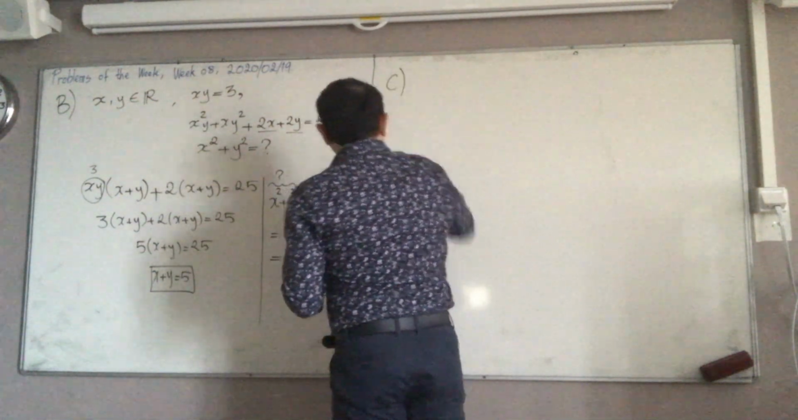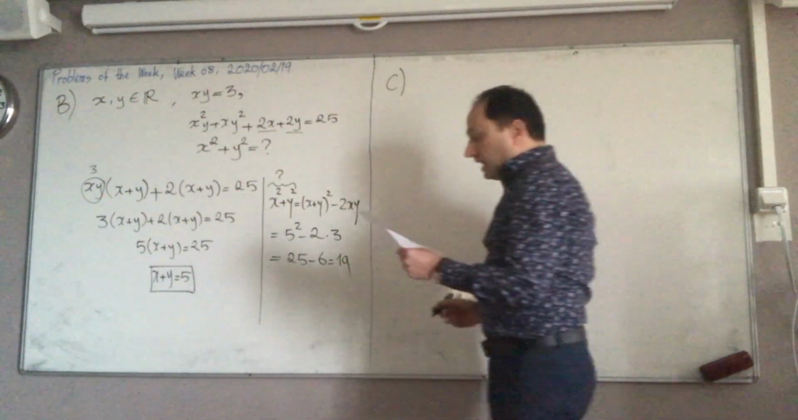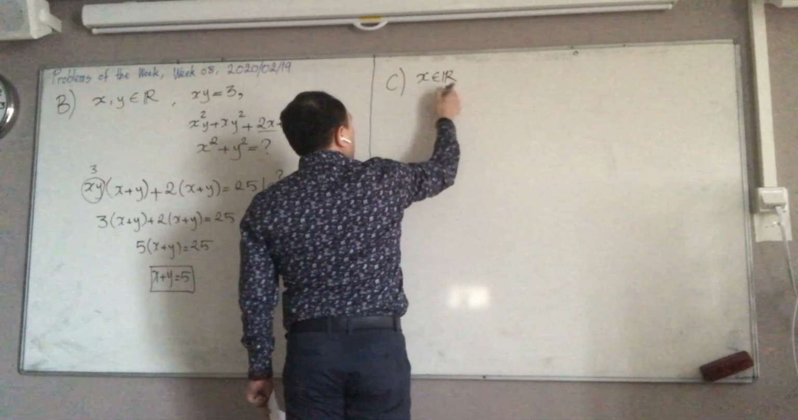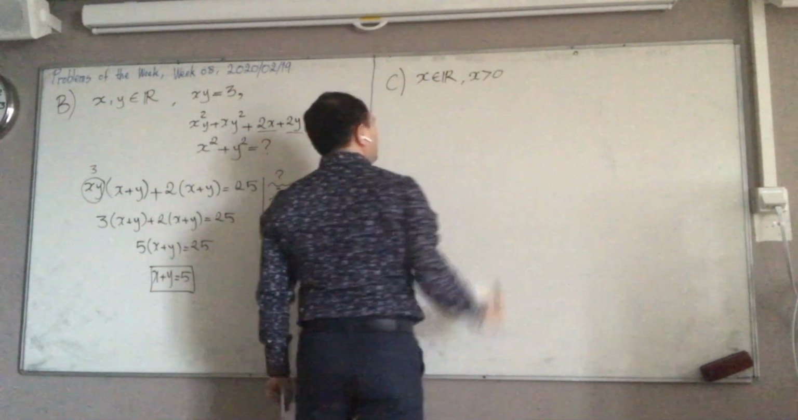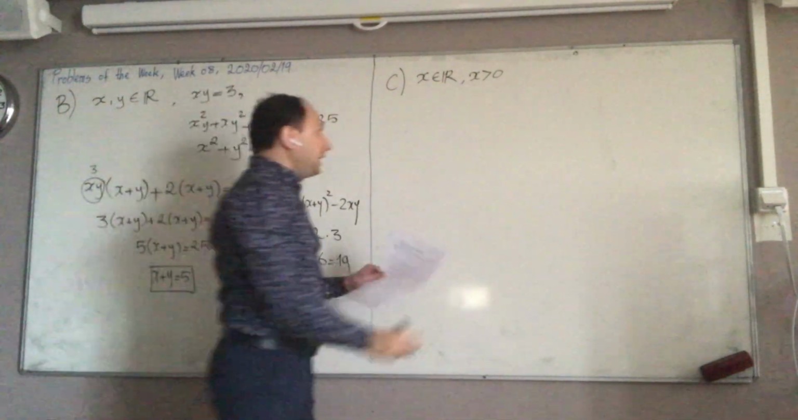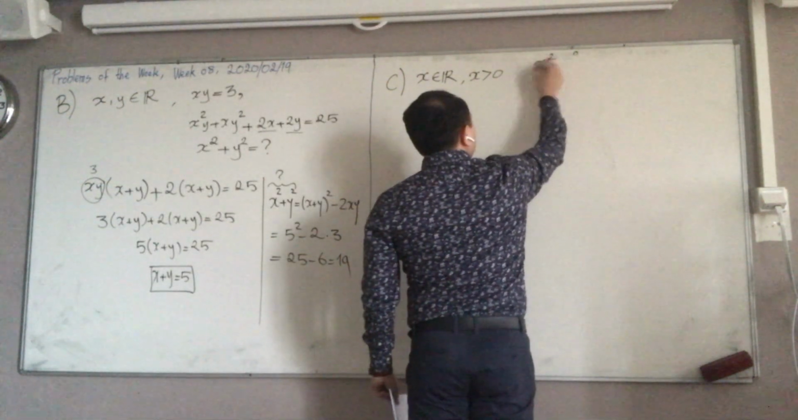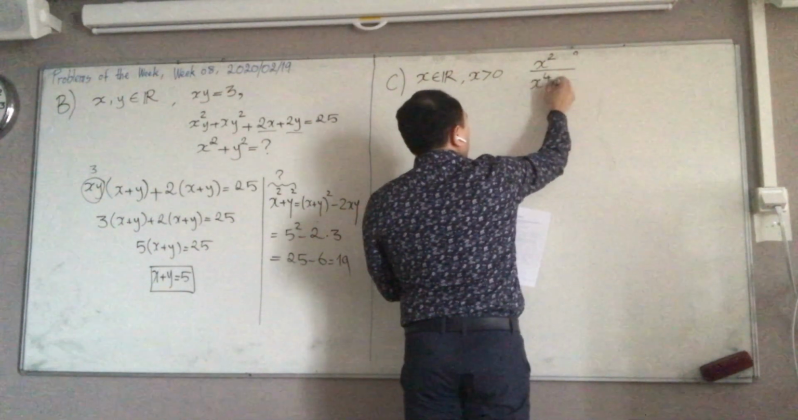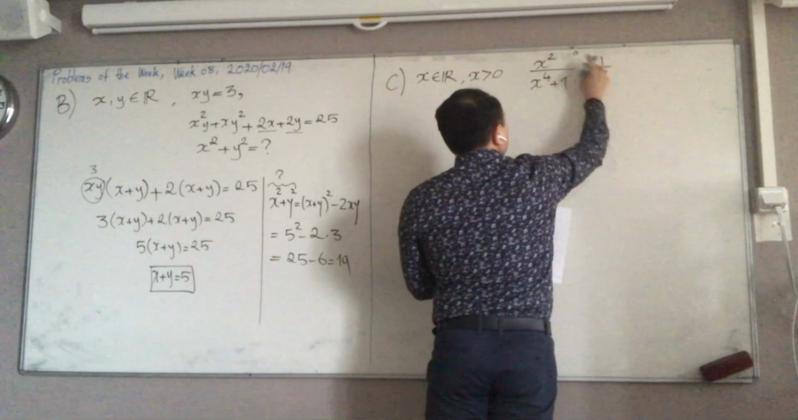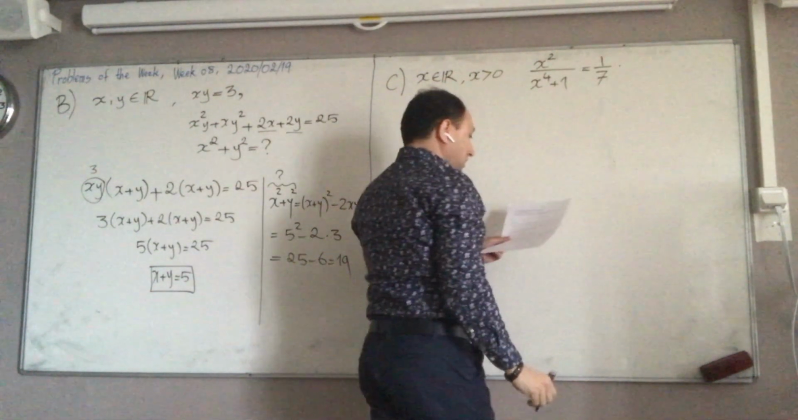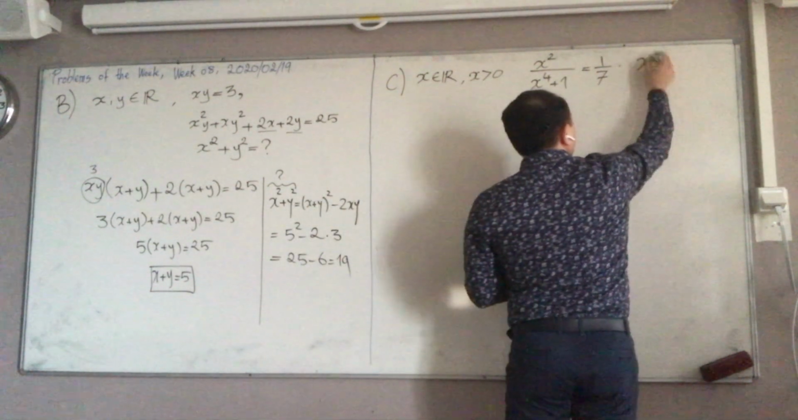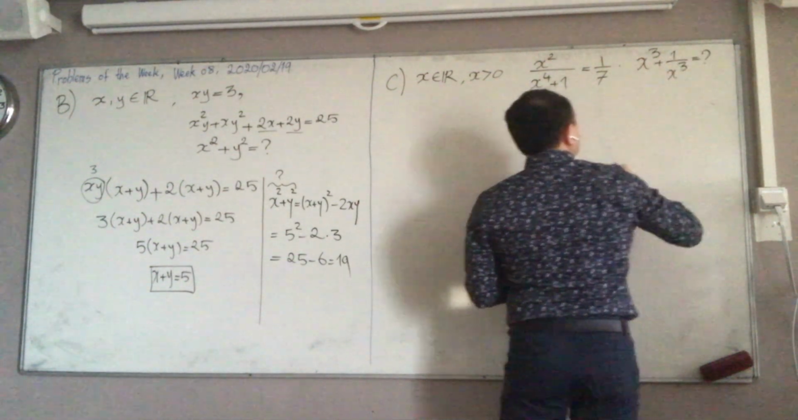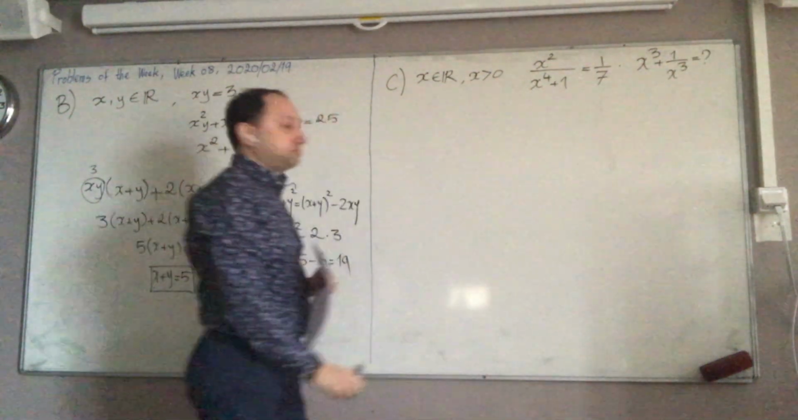This is more interesting. It's mentioned that x is a positive real number, so x belongs to R. It's a real number, but it is also positive. And what I know is that x squared over x to the 4 plus 1 is 1 over 7. My question mark in this case is x to the 3 plus 1 over x to the 3. Yes, this is my question mark.